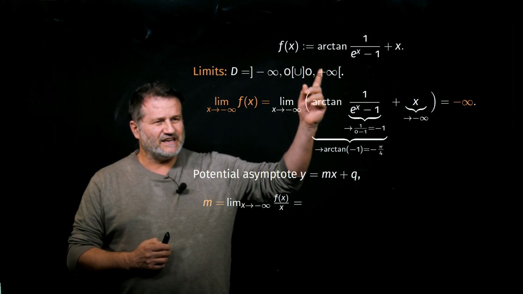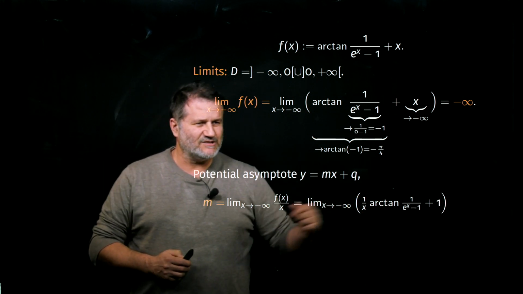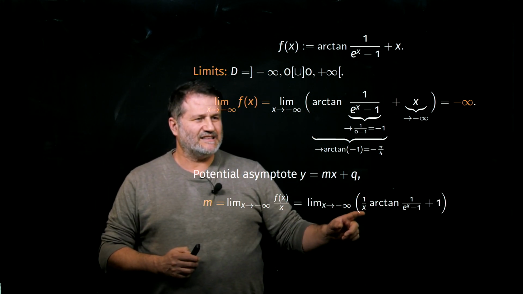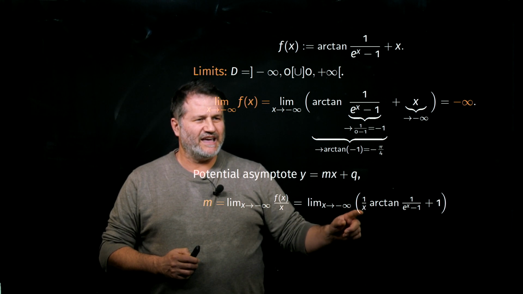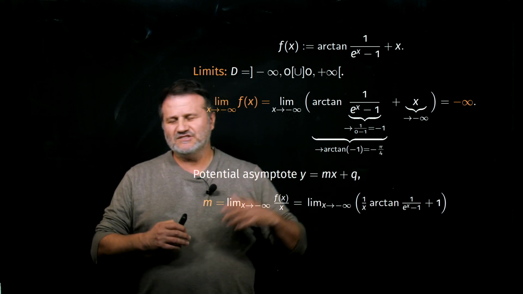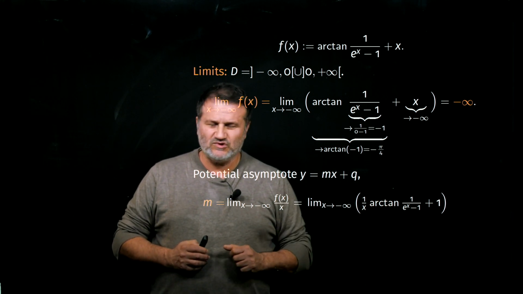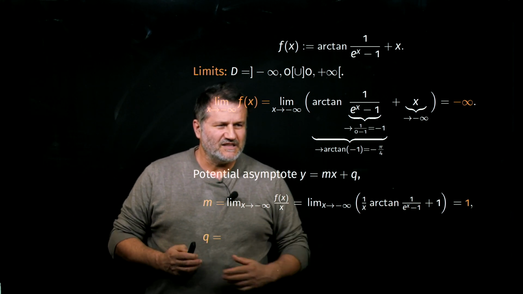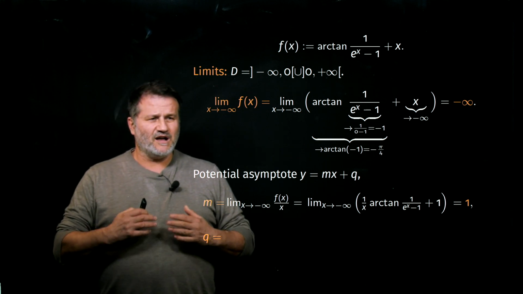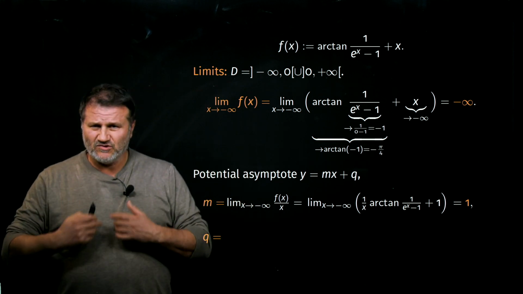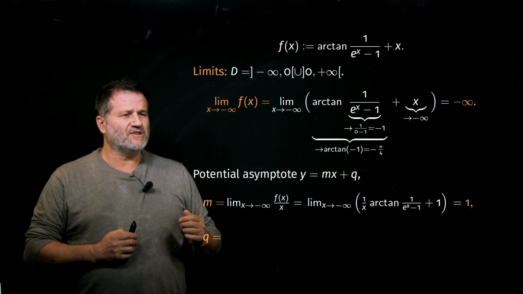When we divide f of x by x, we get this quantity. Now we see that in this part, we have 1 over x that goes to 0 times the arctangent that, whatever it does, is bounded, so this product goes to 0, plus 1, the limit is clearly equal to 1. So m comes out equal to 1. It is good. We have to continue to determine q.